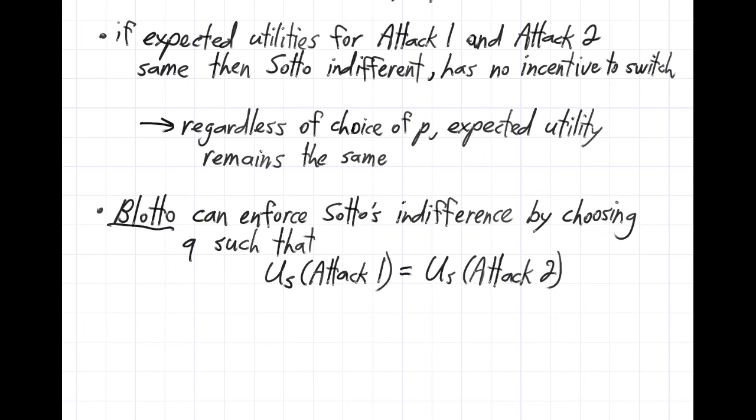So how does he do that? Well, let's just look at those utilities. As you'll recall, they were 10 minus 10Q and 5Q. So Blotto just has to choose a Q that makes that true. Well, 10 equals 15Q. We just need Q to be 2/3. So if Blotto chooses Q equals 2/3, then Sotto is going to be indifferent to any choice of P.